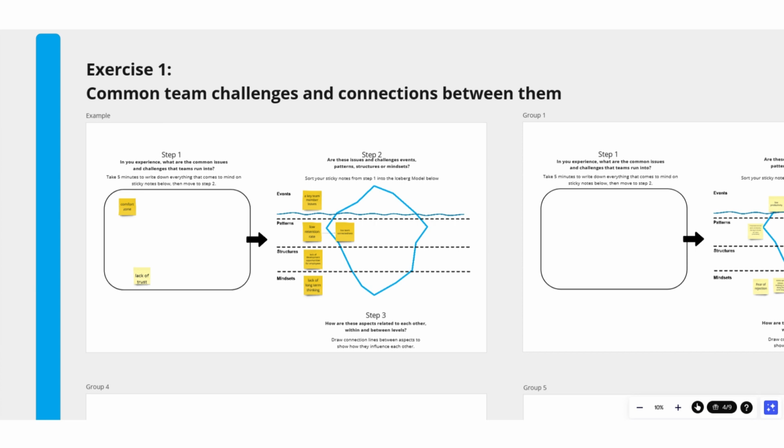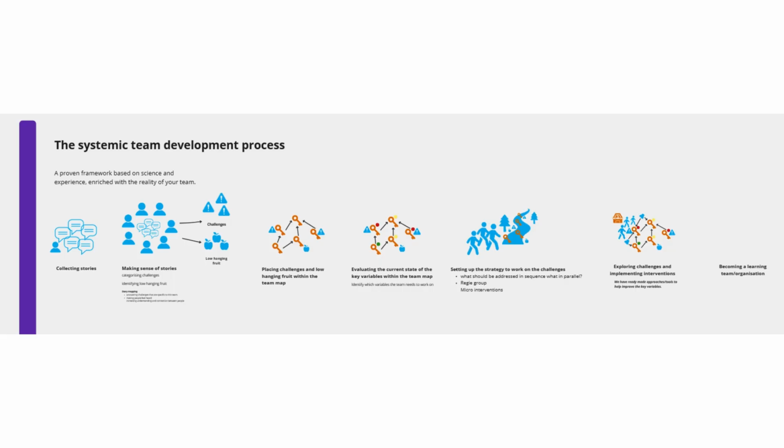During the first exercise, participants discussed in small groups what common team challenges they have experienced, and then sorted them into the iceberg model, differentiating between events, patterns, structures, and mindsets. This first exercise helped the participants to understand the importance of becoming more aware of how things influence each other, and why approaches that address symptoms instead of the underlying causes tend to fail.